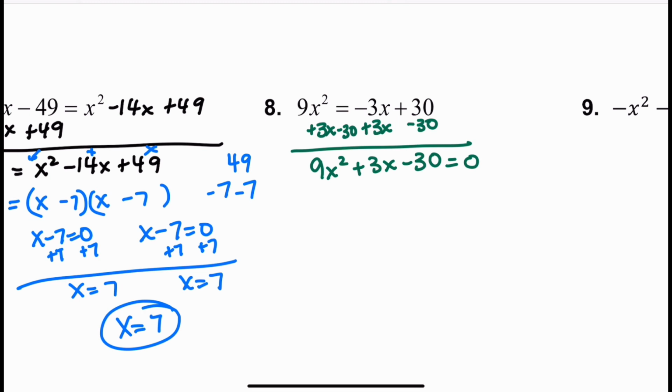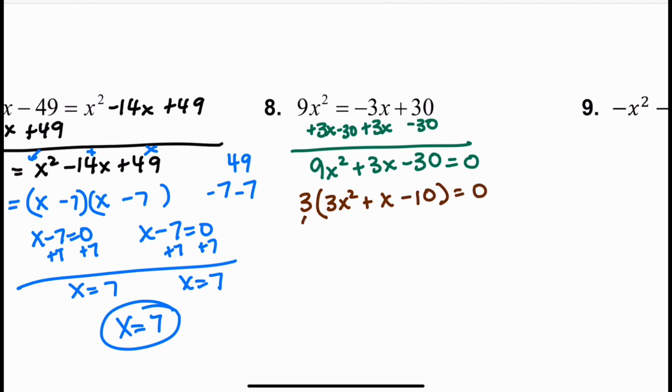Now, when I'm looking at this, I am looking at 9, 3, and 30, and I can see a number that will evenly divide into all 3 of those. 3 will divide into 9 and 30 and 3 evenly. So we're going to pull that 3 out of the trinomial and just divide it out. 9 divided by 3 is 3x squared. 3 divided by 3 is a 1, so 1x is just an x. And if I divide 3 out of negative 30, I have a negative 10.